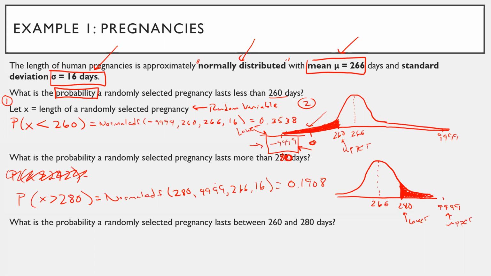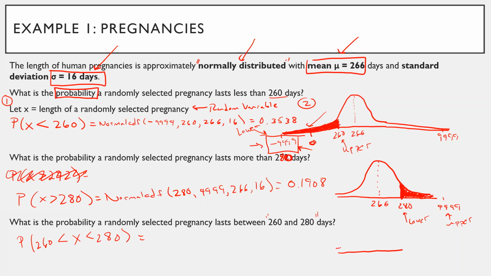We're going to do another example so you'll get to practice this more. Yes, no, doesn't help, helps? Okay. All right, let's try this last one. What is the probability a randomly selected pregnancy lasts between 260 and 280 days? So it's the probability that it lasts between 260 and 280 days. Okay, so now it's between.